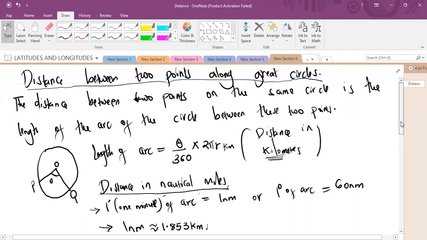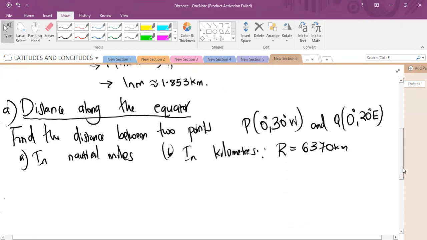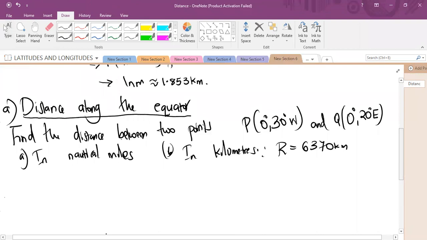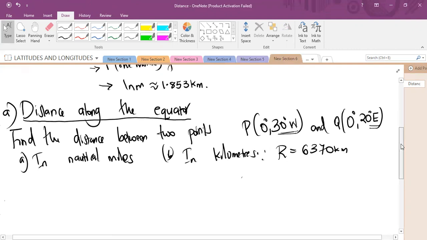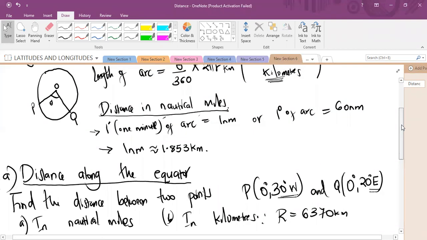Okay, fine. So now let's start by looking at the distance along the equator, because the equator is one of our great circles. So, distance along the equator: find the distance between 2 points. As you can see, it's along the equator, because we have 0 degrees, 0 degrees. This is point P, 0 degrees, 30 degrees west, and Q, 0 degrees, 20 degrees east. So this is west and this is east, in nautical miles and then in kilometers. Now let's come back. Okay, distance in nautical miles.